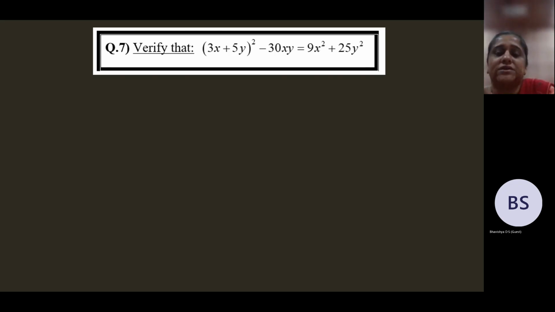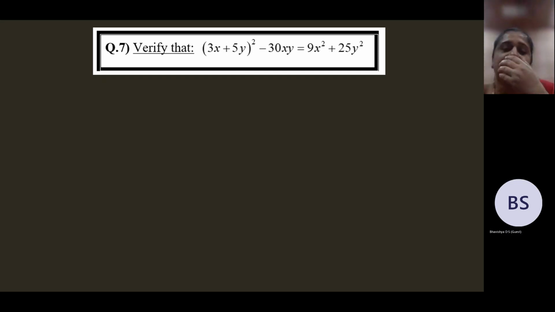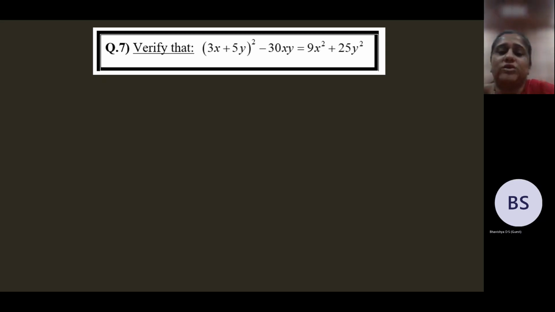So here verify that. Now how does 3x plus 5y the whole square look like for you? Ma'am, a plus b the whole square. Yes, a plus b the whole square. What is a there? 3x, ma'am. Very good. What is b? 5y, ma'am. Very good. So you know how to expand it. 3x the whole square, a square plus 2ab plus b square.